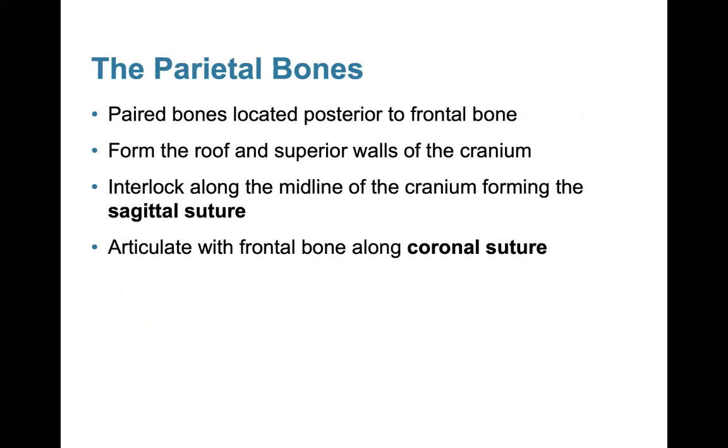The parietal bones, these are paired bones located posterior to the frontal bone. They form the roof of the superior walls of the cranium. They interlock along the midline of the cranium, forming the sagittal suture, and they articulate with the frontal bone along the coronal suture. And by the way, a suture is essentially a joint between 2 cranial bones.